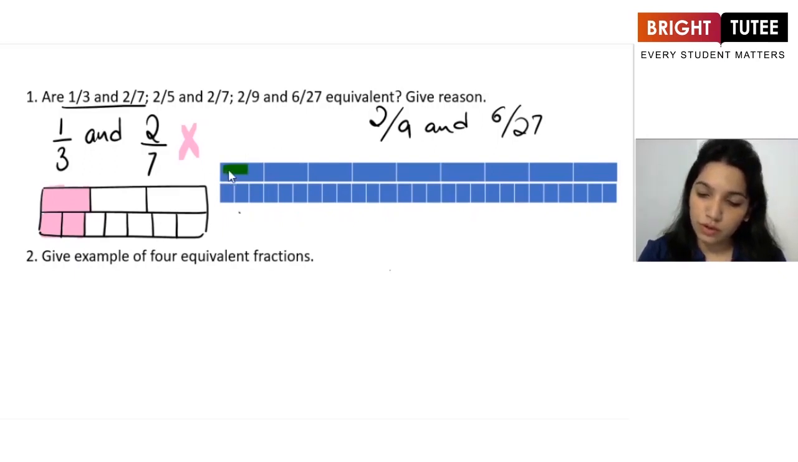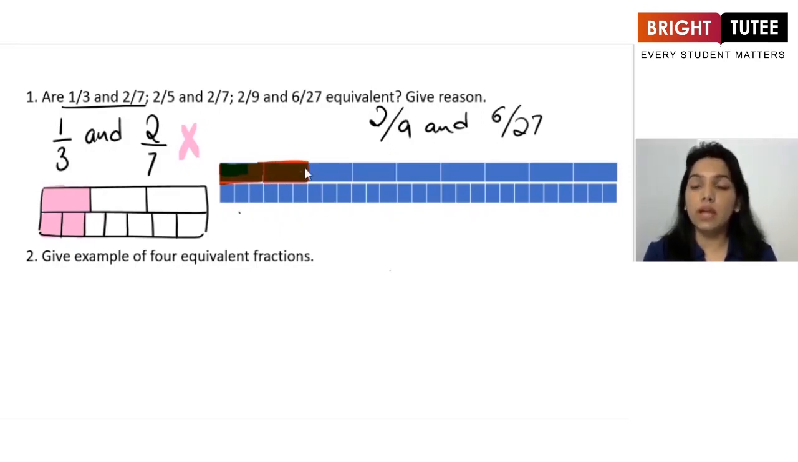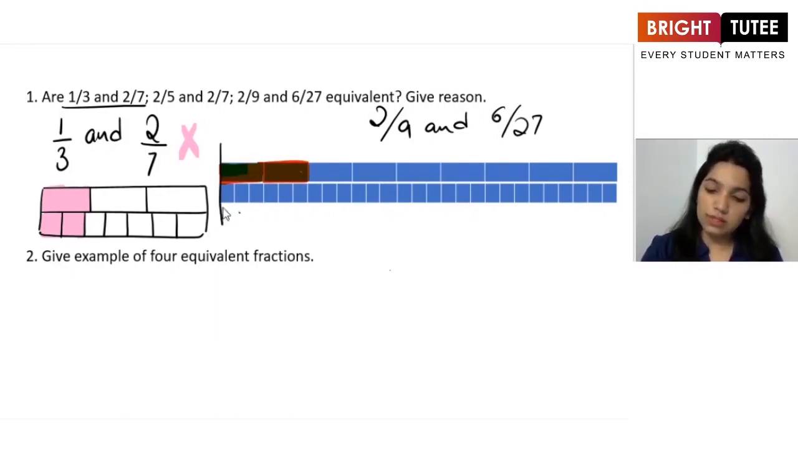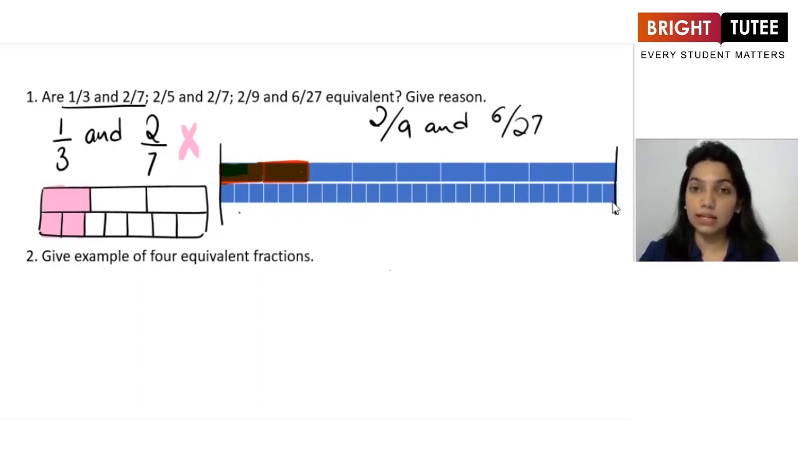2 out of it. If we shade 2, I'll use some darker color. Okay, not visible. Red. So I'm shading 2 parts out of 9. One thing to be very clear, both of these boxes are exactly equal in size. However, the divisions are different. The one above has broader divisions, just 9 in that size, and the lower one has 27 smaller divisions.